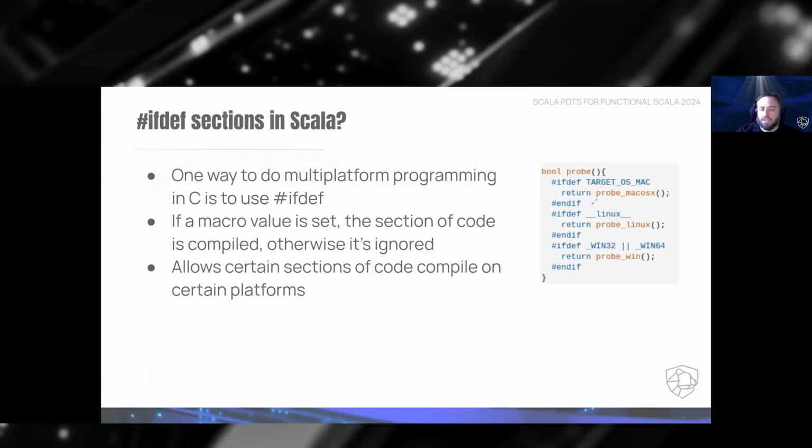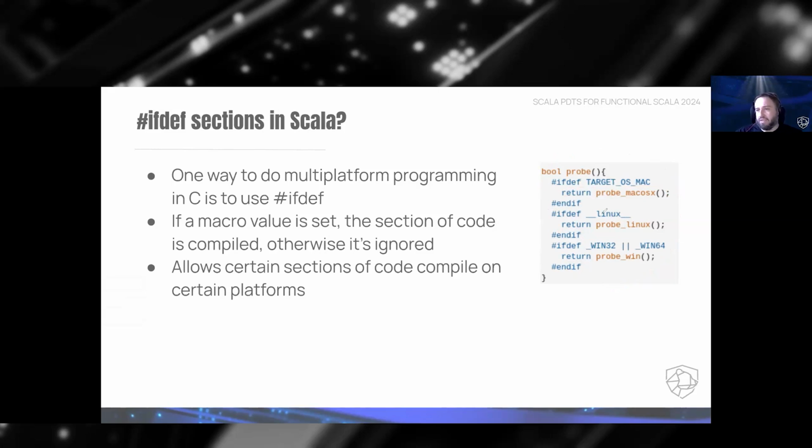Finally, in Slink, I would like to be able to have something like ifdef sections. Here we have an example of some C code that's using ifdef to create platform-dependent code depending on the system we're running on. So if we're running on Mac, this code would be the one that's compiled as opposed to the other pieces of code. This is very helpful for C developers who are trying to write platform independent code.